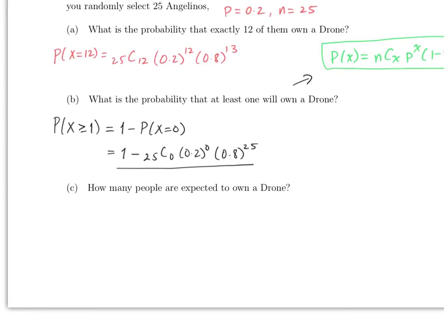Finally, for this question, it's asking you to find the expected value of x, which, remember, is the same thing as mu, and for the binomial, this is equal to n times p. N is 25, p is 0.2, this is equal to 5. So you expect 5 people to own a drone, and that's it.